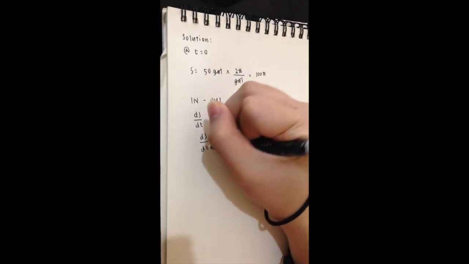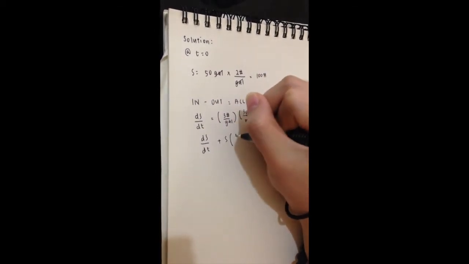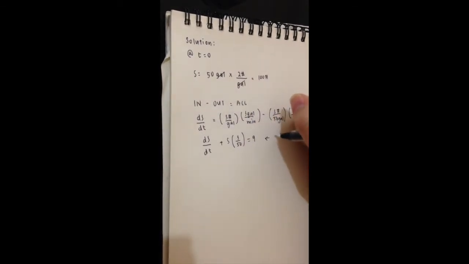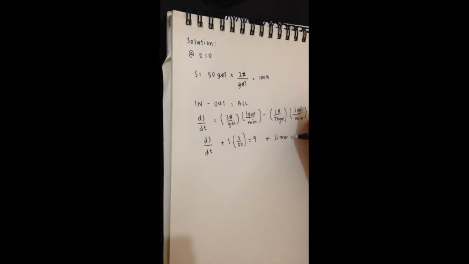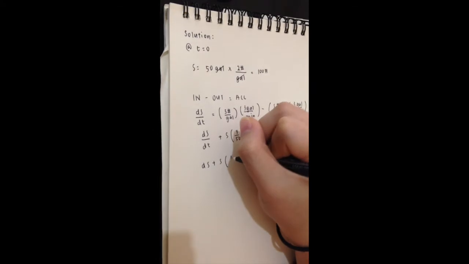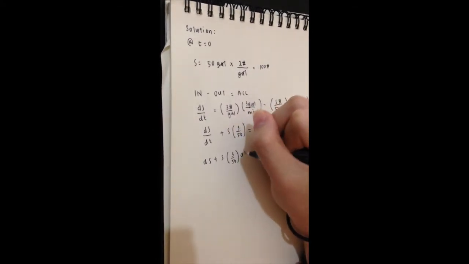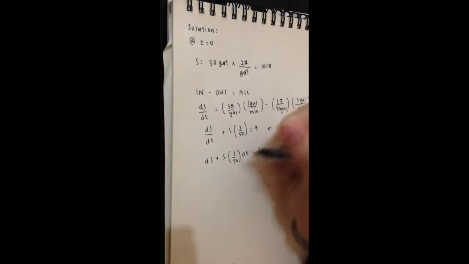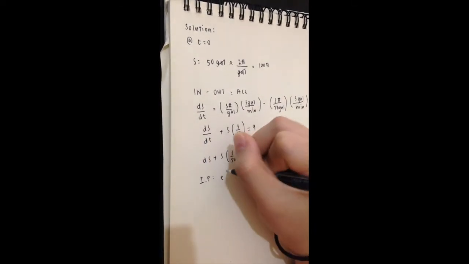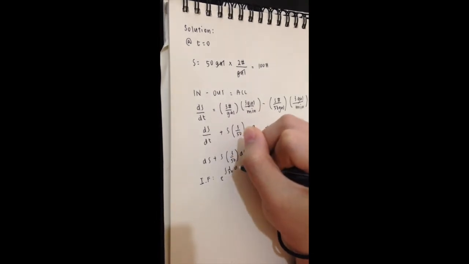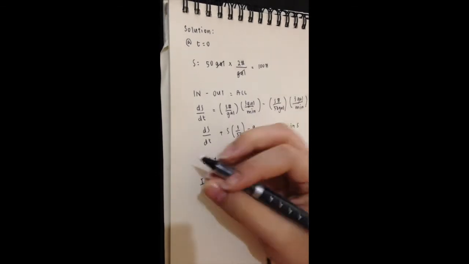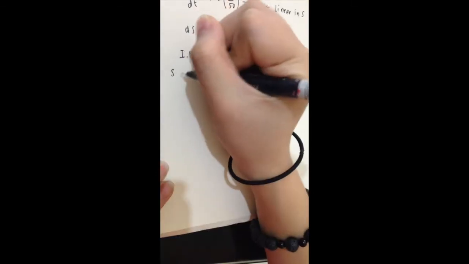dS over dt plus S times 3 over 50 equals 9. So it is linear in S. We will put it in the linear form, which is dS plus S times 3 over 50 dt equals 9 dt. The integrating factor is e to the integral of 3 over 50 dt, which is equal to e to the 3 over 50 t.